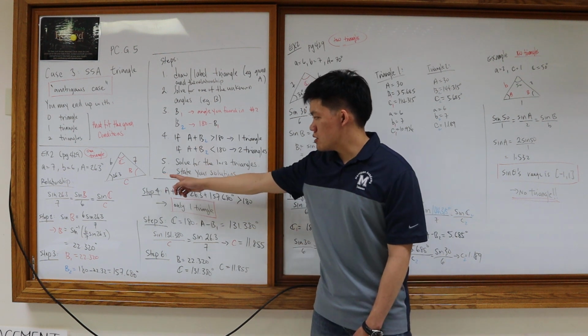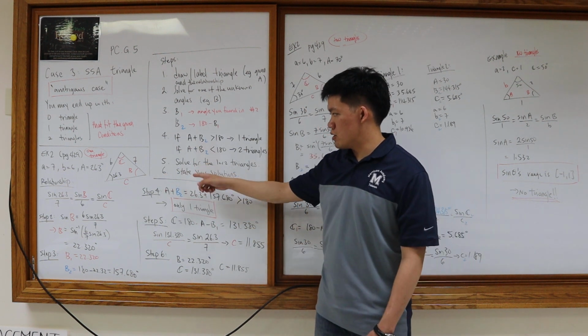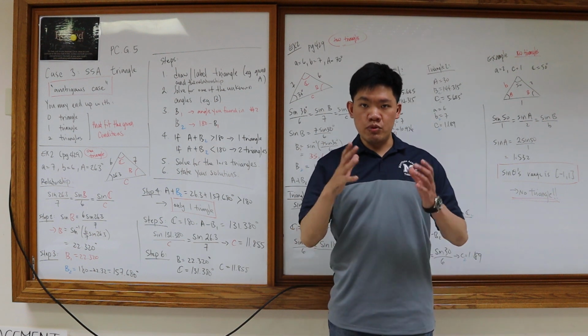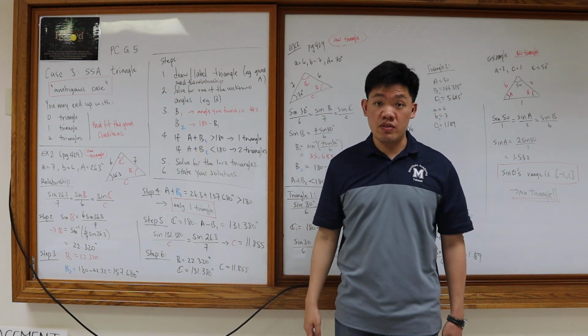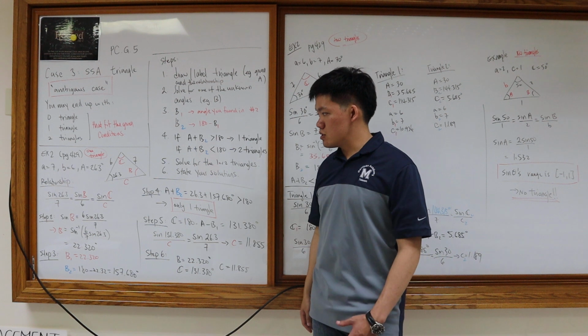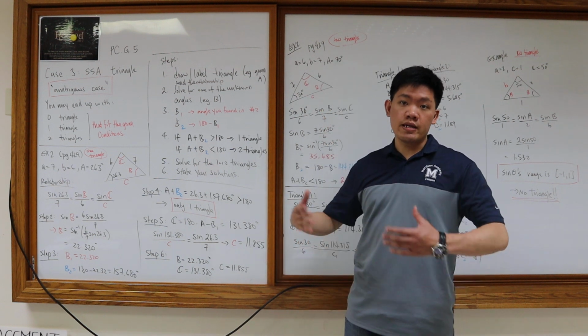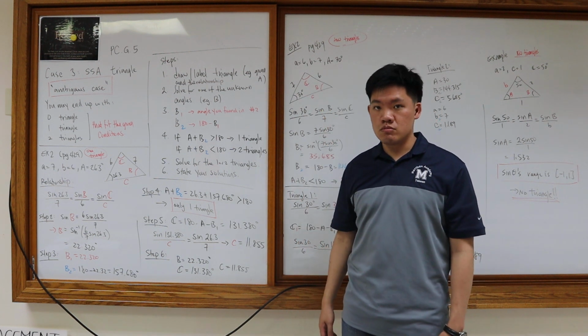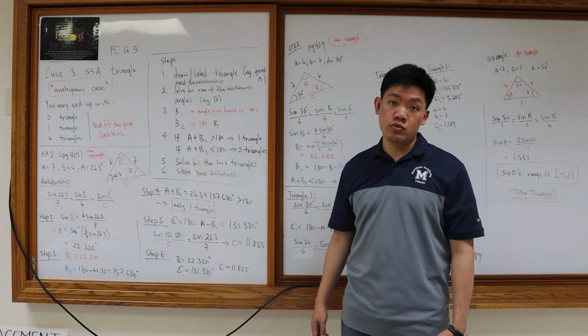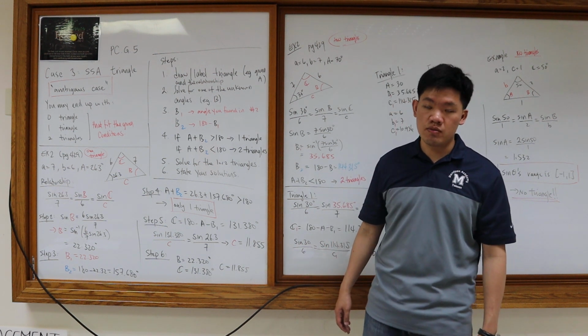Step number 6, state your solutions. It's very important that you state your solutions. Make sure you write them in a systematic order so you don't mess yourself up. I like to label my angles: if it's triangle 1, I label them with the subscript 1, and for triangle 2, all my angles and sides will have the subscript 2.